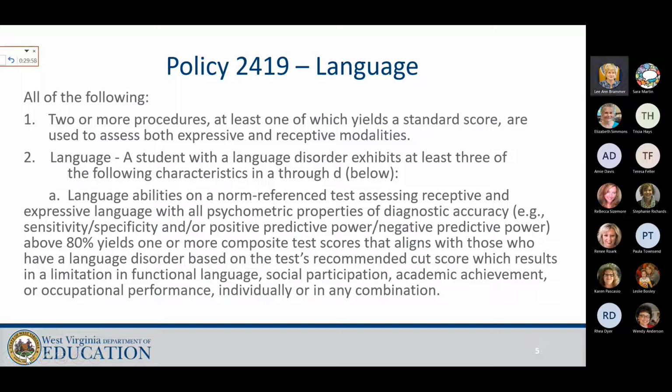The first sentence remained the same for language as it did for speech sound disorders. The first one is: 2 or more procedures, at least one of which yields a standard score, are used to assess both expressive and receptive modalities. Now, I had a couple of questions during the hearings this week, and it kind of threw me for a second. But then, after I had time to think it through, the question I was asked is, does this first sentence mean you have to do 2 procedures for expressive and 2 procedures for receptive? I'd be interested to see how you interpret that sentence. So in the chat box, if you could put, do you think this first statement means you need to do 4 procedures, or does it mean you need to do 2?